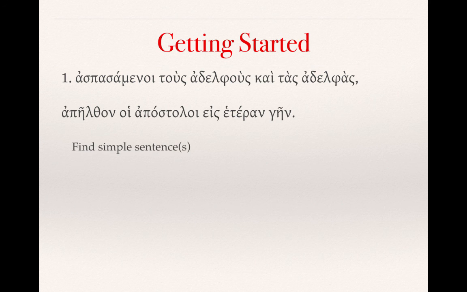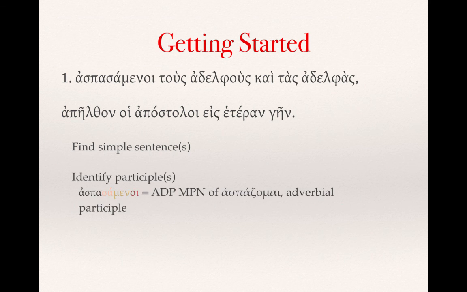We would begin by finding the simple sentence. In this case, there is no genitive absolute, and there's only one prepositional phrase, eis heteron gen. And so we are left with several more words than in some previous sentences. And because of the place that we are at in this semester, we would identify the participles. And so the first and only participle is aspasamenoi.